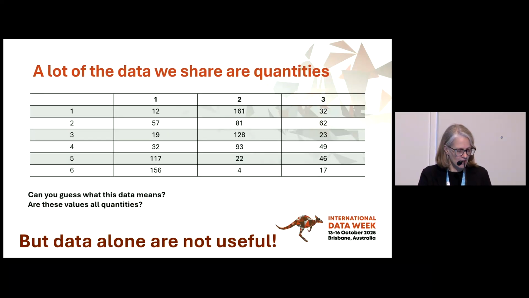So a lot of the data we share are quantities. This might be a PDF in supplementary information or as separate data files such as CSVs or Excel. And a lot of what we share are quantities, as I just said. It's often the case that these data are presented with limited information to indicate what they are. If the data is separated from the paper, it's often meaningless. So the data here on this slide has lots of numbers, but no meaning. Some are quantities, some are labels, but can you tell?